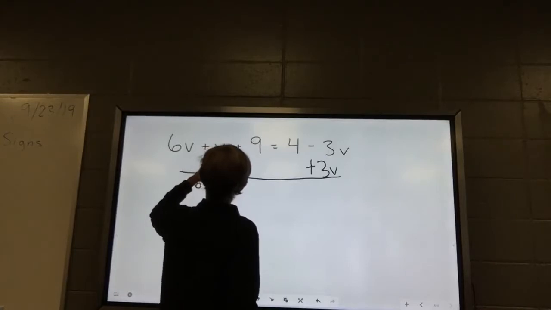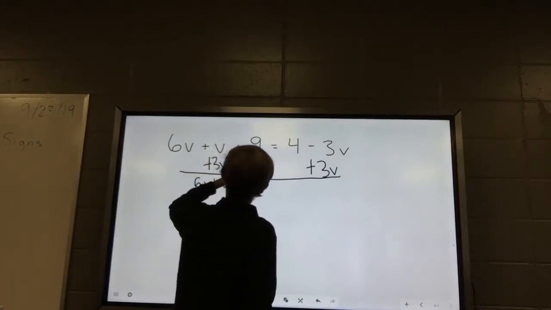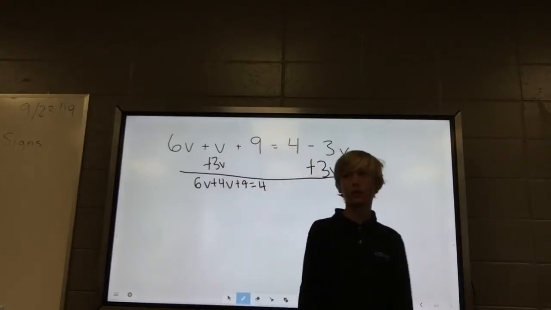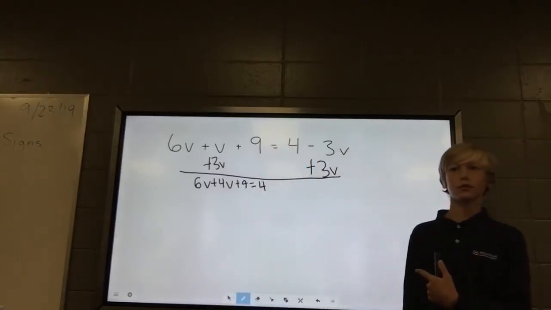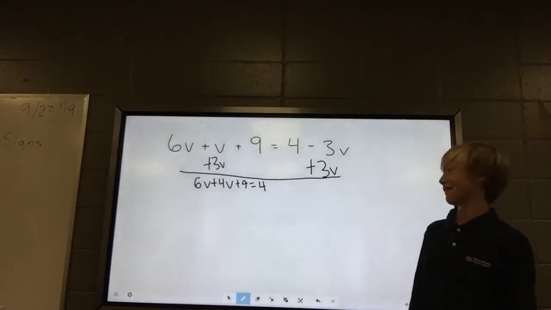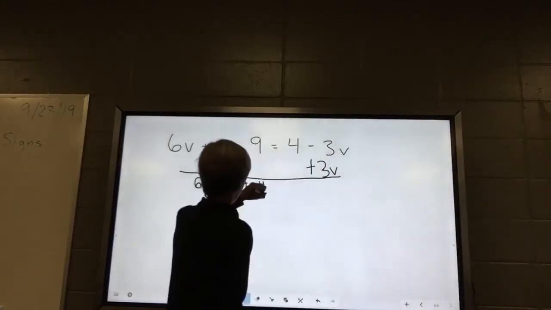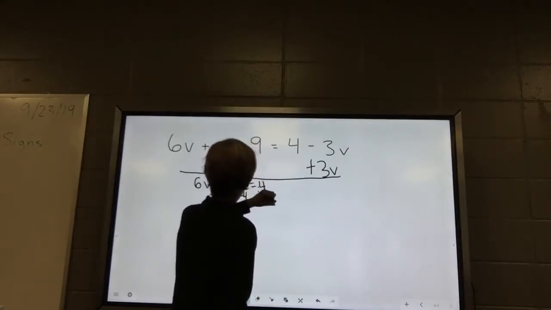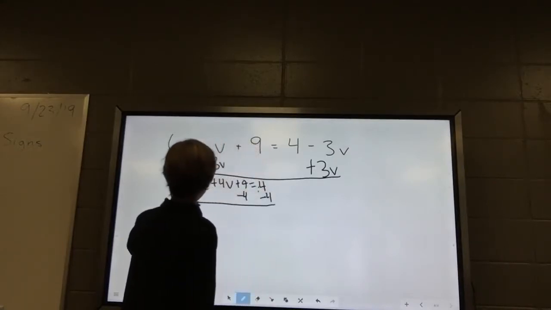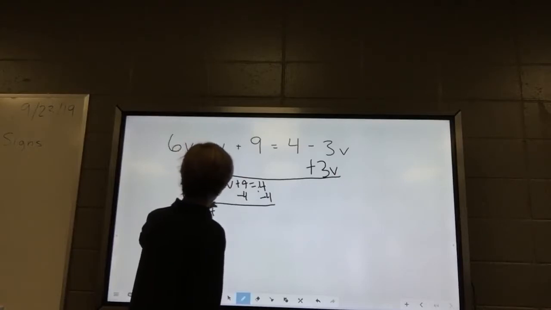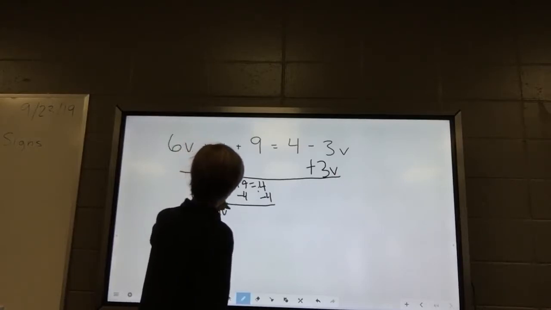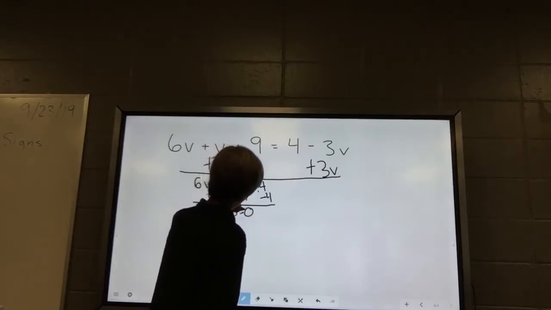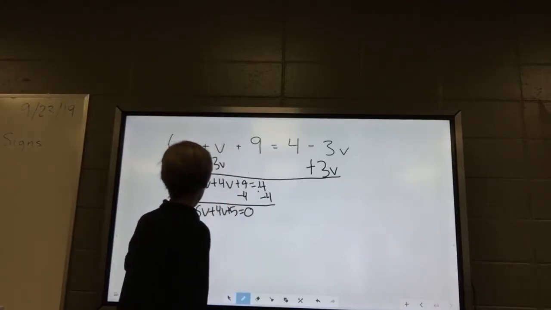The first person I'll call on is Gracie. How do you do that first step? And what's the justification for that? Yeah, you can keep going, Jack. What property? I have no idea. Does anyone know what property was used when you added 3v? Property of math. Addition property of equality. All right.